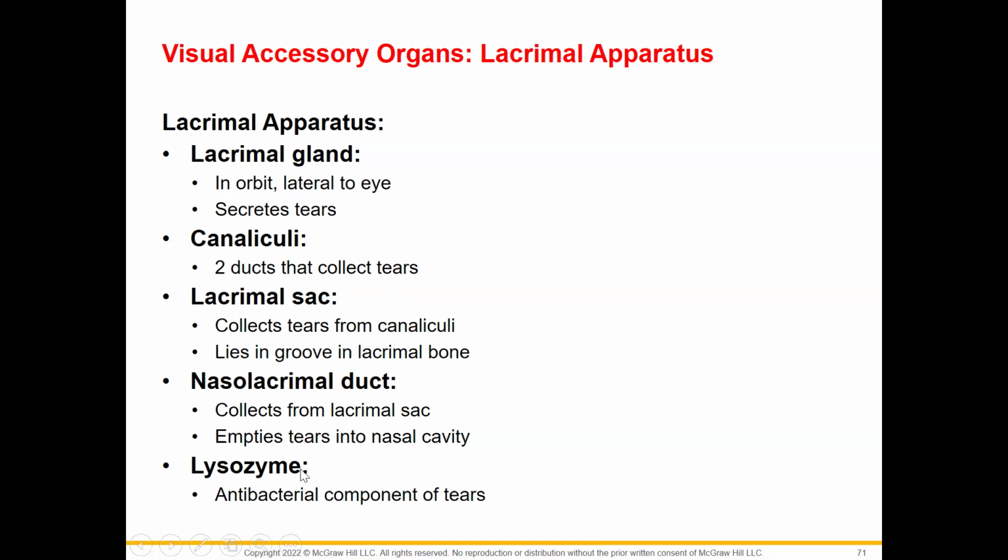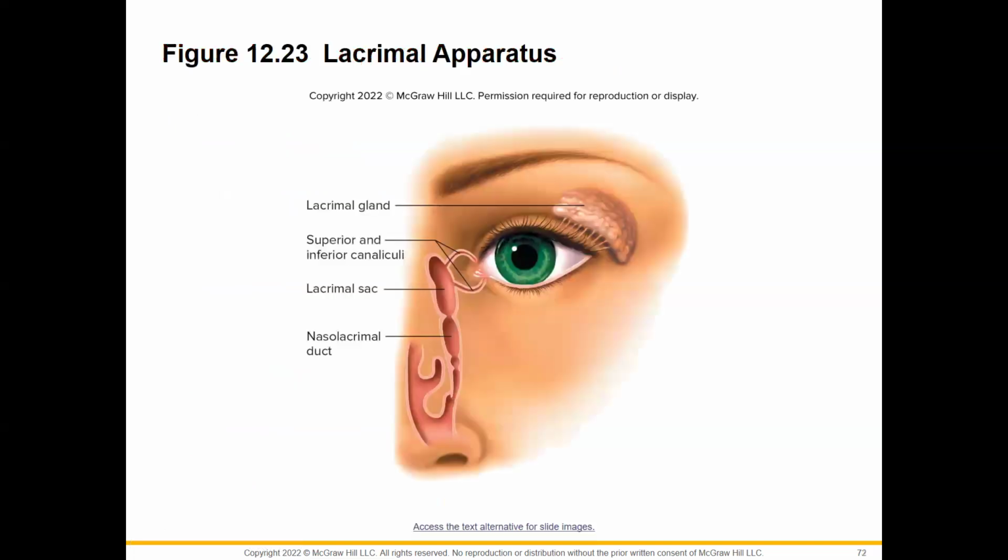The tears also contain lysozymes, which are basically enzymes that have antimicrobial or antibacterial properties to help protect the eye from bacteria that may invade. So, lacrimal gland on the lateral aspect of the eye, you see these ducts that are leading the tears into the eye on the lateral side.